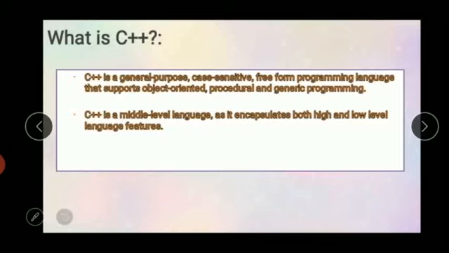It is a free-form programming language, and it supports object-oriented, procedural and generic programming. I'll discuss what object-oriented means and what it is used for. Also, the second point: C++ is a middle level language. Middle level language means it uses both assembly language and high level language. That means it is also used for manufacturing and some new developments.